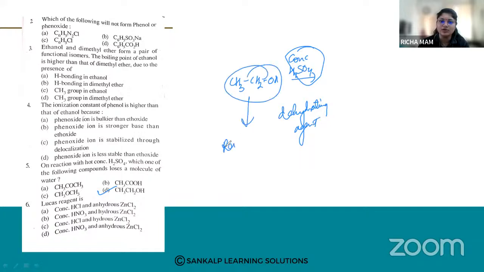So D. Whenever you have an alcohol and we are using concentrated H2SO4, as we know, concentrated H2SO4 is what? It is a dehydrating agent. It is used as a dehydrating agent, so it is used in removal of water molecules. So option number D. Next one.